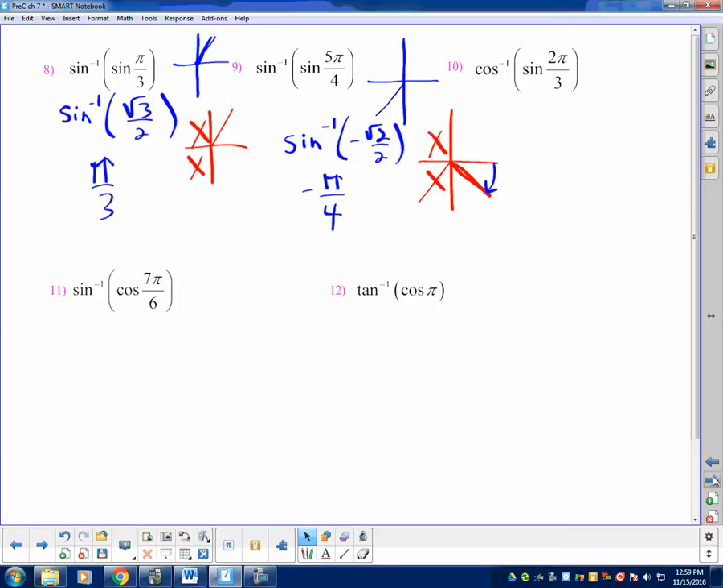You cannot just cancel these out and write 5 pi over 4 as your answer, because 5 pi over 4 is not between negative pi over 2 and pi over 2. 5 pi over 4 is a bit to the right of pi over 2, right? 5 pi over 4 is bigger than pi over 2. It's outside of that range. All right.